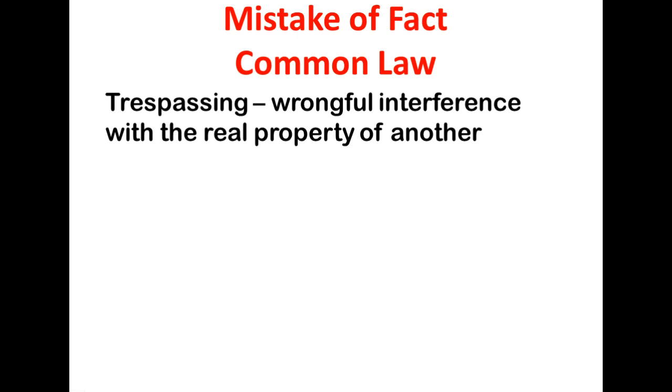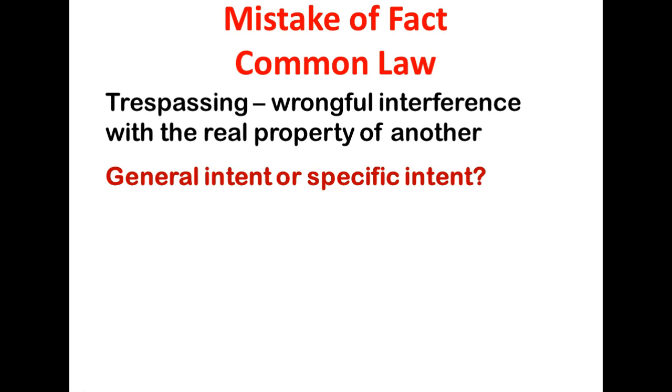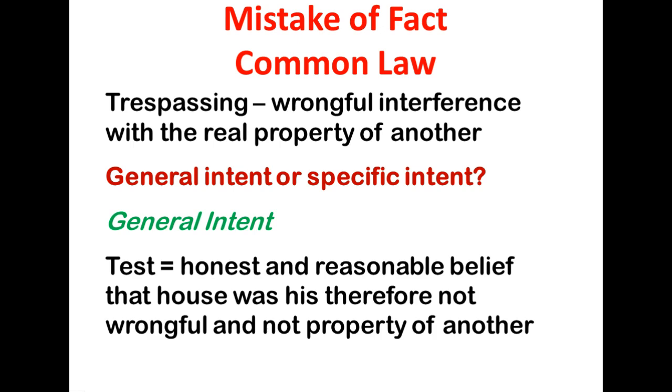Notice that there is only culpability for the elements, the actus reus and attendant circumstance elements of this offense, and nothing else beyond them. So the question, general intent or specific intent? This is a general intent offense. Therefore, the mistake as to entering the wrong house would be tested by whether this is an honest and reasonable belief that the house was his and therefore not wrongful and not property of another.